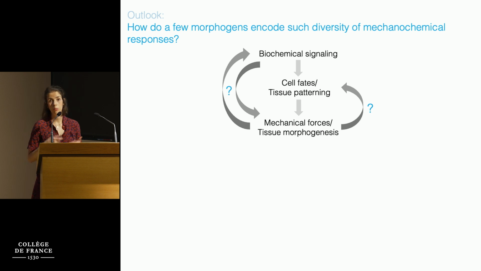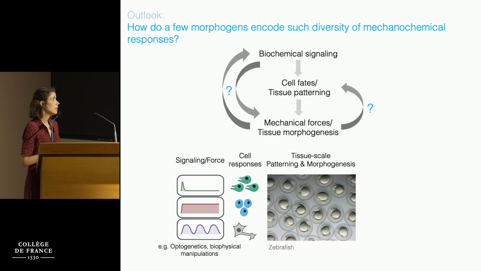And of course, this opens up a number of feedback loops between all of these different tiers of information. And what I think we really need to do now is to be able to precisely control and manipulate signaling and mechanics in a very precise spatial temporal manner, using, for instance, optogenetics, but also track the events across all scales. So not just the signaling responses molecularly, but also the cell behaviors, identity, motility, adhesion, and tissue scale consequences for patterning and morphogenesis, both in terms of precision and in terms of organizing these collective properties. And zebrafish is really a good model because it allows you to go across scales.